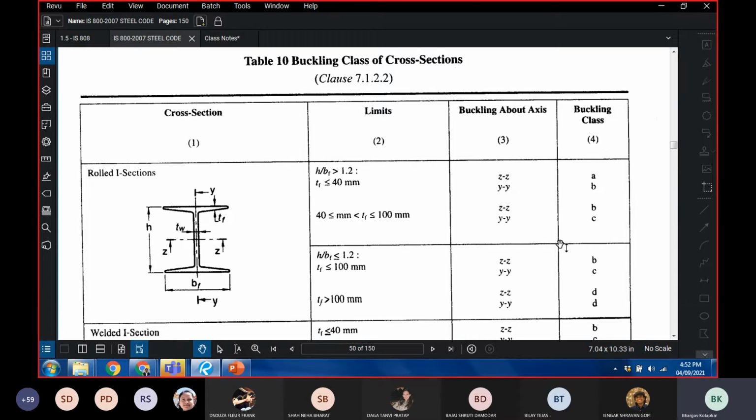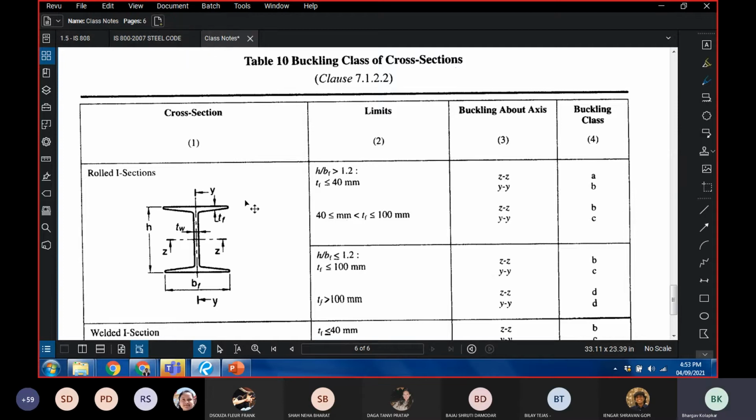So you don't have to remember what the conditions are and how to determine the buckling class. So if the ratio of the depth of the section to the width of the flange is less than 1.2, then we look at these two conditions and then we determine what the buckling class is.